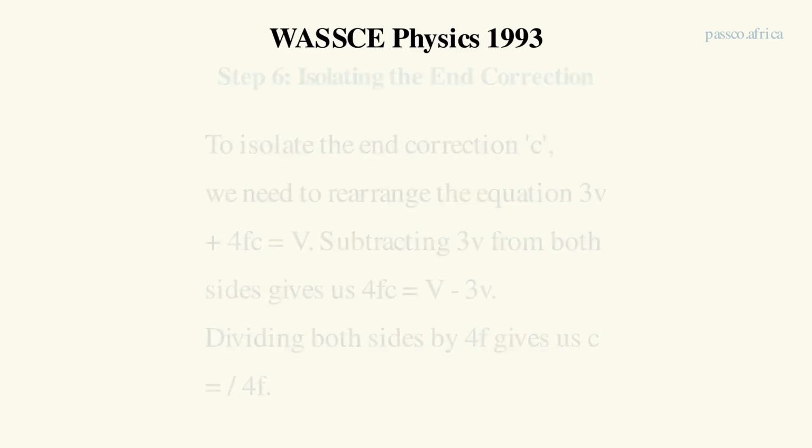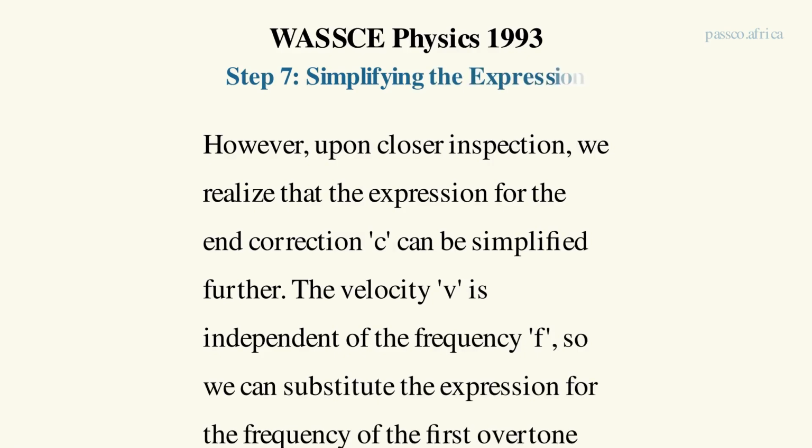However, upon closer inspection, we realize that the expression for the end correction C can be simplified further. The velocity V is independent of the frequency F, so we can substitute the expression for the frequency of the first overtone, V/L, into the equation C equals 1/4F. This gives us C equals V/L.